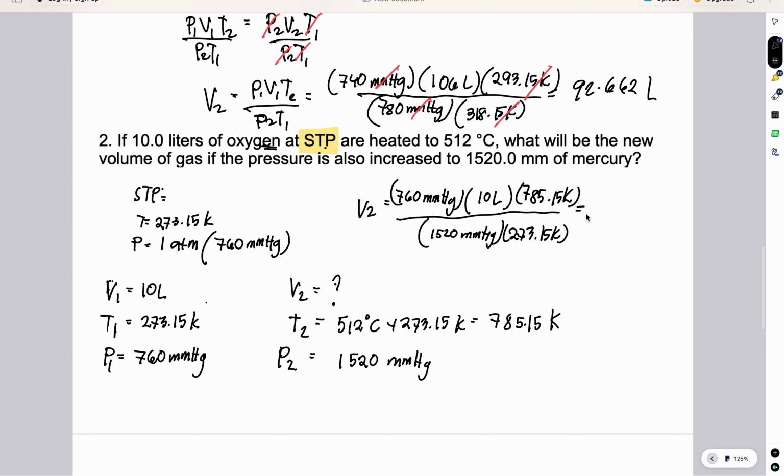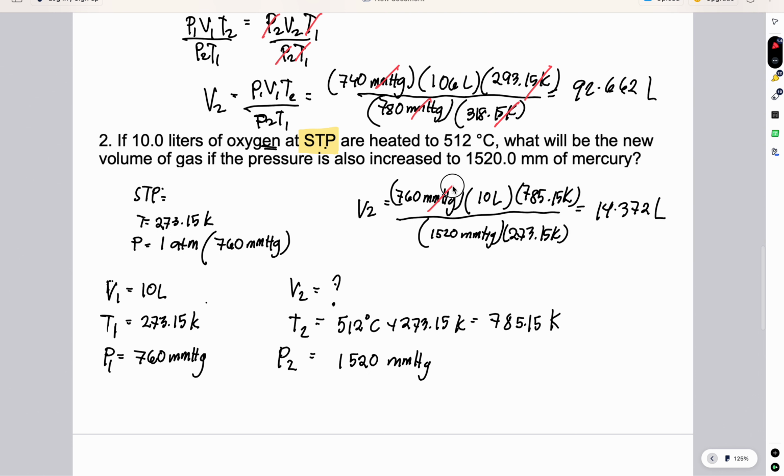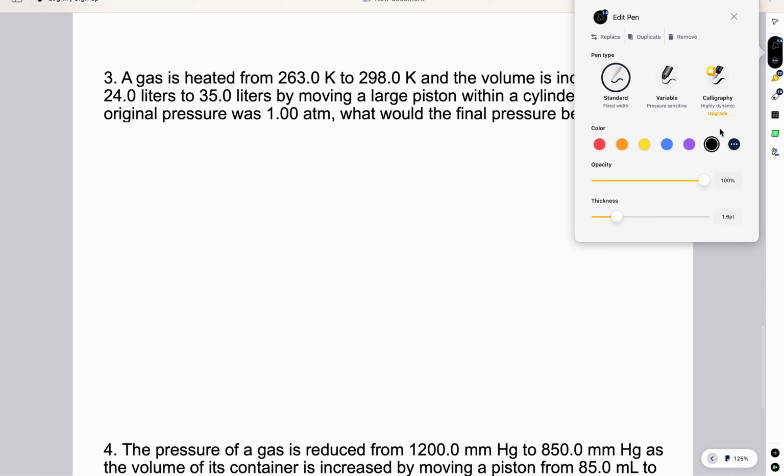So we have 14.372 liters. So this gets cancelled. Cancel, cancel, cancel, cancel. Okay. So for number 3, we have this problem.